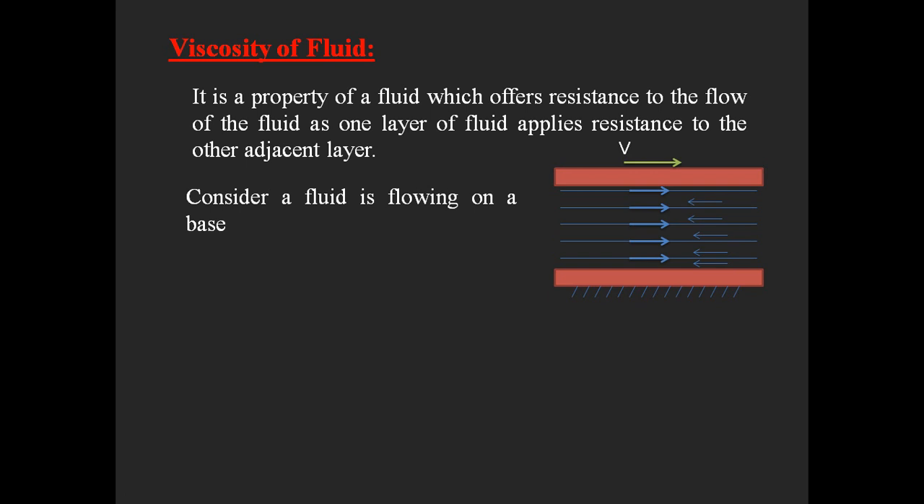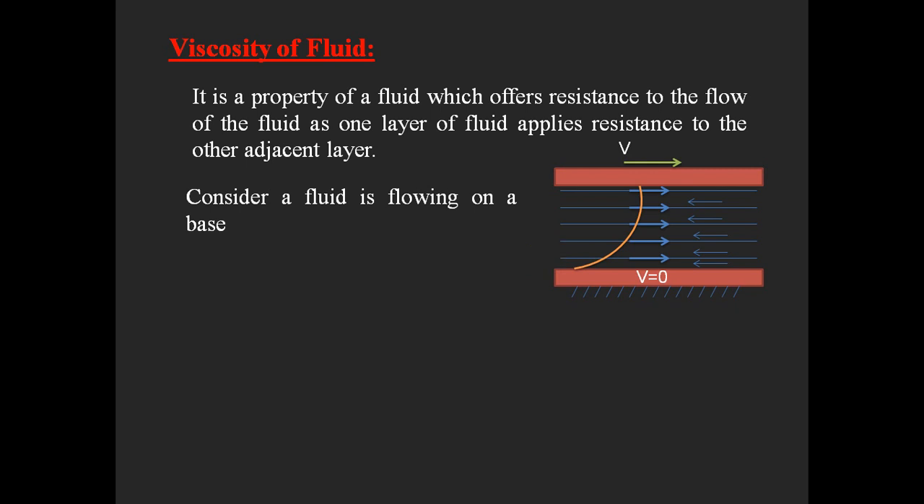When we try to draw a velocity gradient or velocity curve for the flow of the fluid between the two plates or any base, we'll get a curve like this. Why? Because the top layer of the fluid will be moving with a velocity equal to the velocity of the plate, which is v. When you are going downwards, due to the viscous property, the resistive force increases, so the velocity decreases. Finally, at the bottom of the plate, the velocity becomes zero.